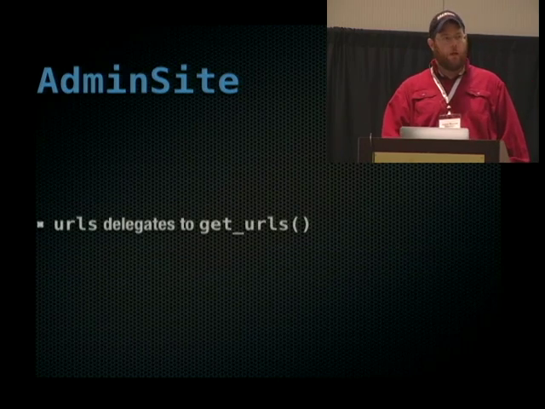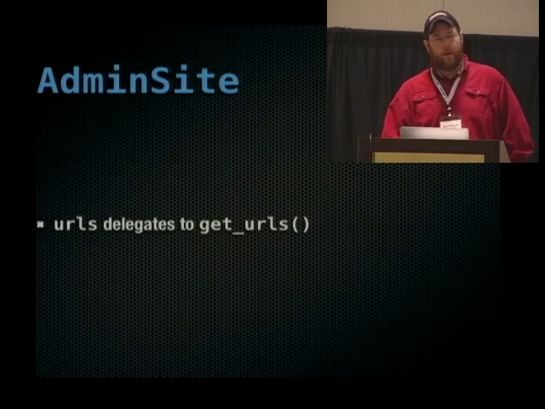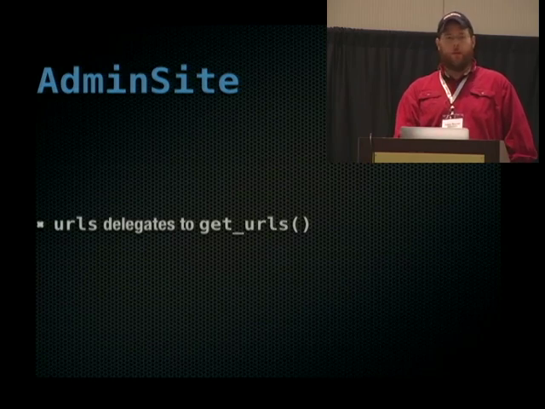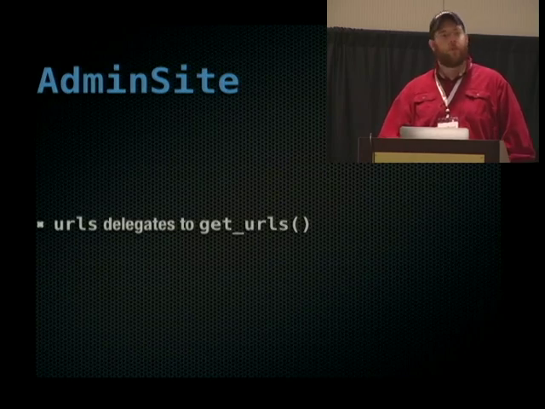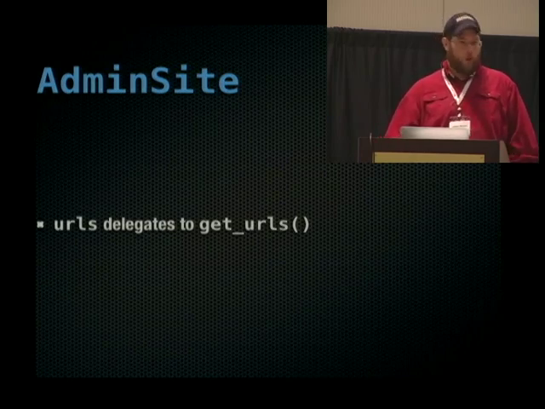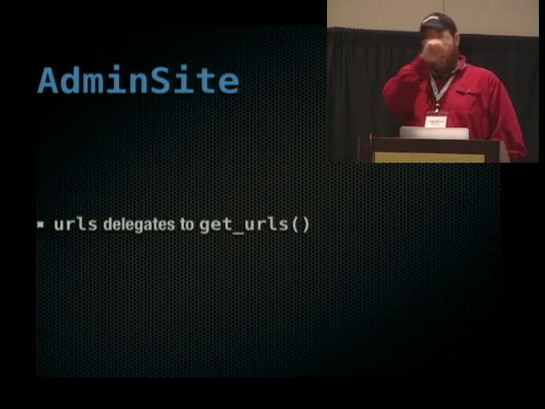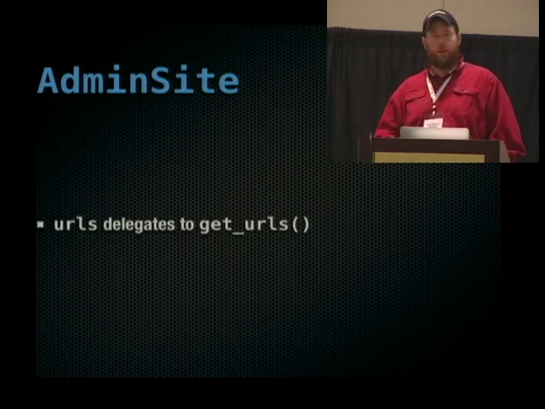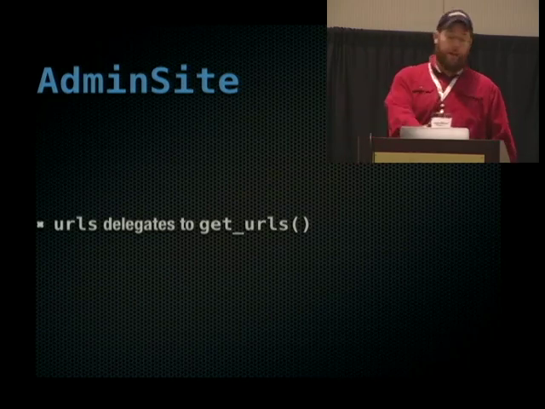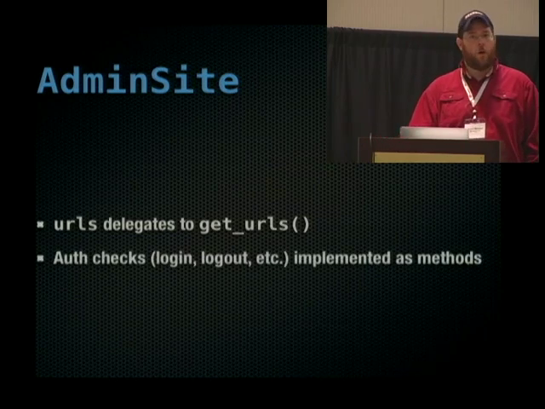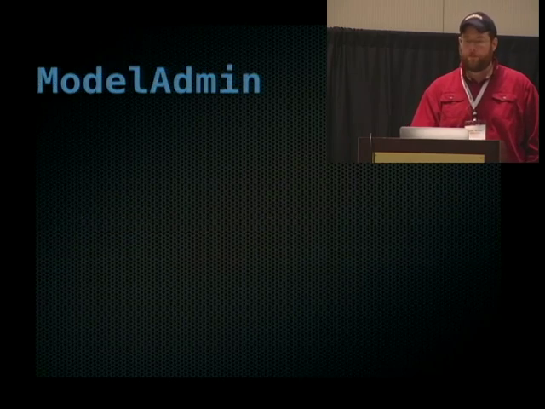Admin site basically has a property called urls that delegates to a method called get_urls. When I mentioned class-based views earlier, I said a class-based view can do its own URL resolution. The admin does its own URL resolution. If you look in there, you will see the same import and urlpatterns equals and all that stuff that you would see normally in a urls.py being done in this get_urls method. Auth checks for login, logout, everything are implemented as methods on admin site. But otherwise, everything happens in model admin.